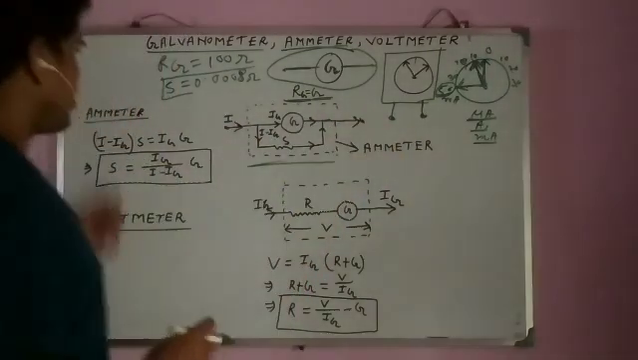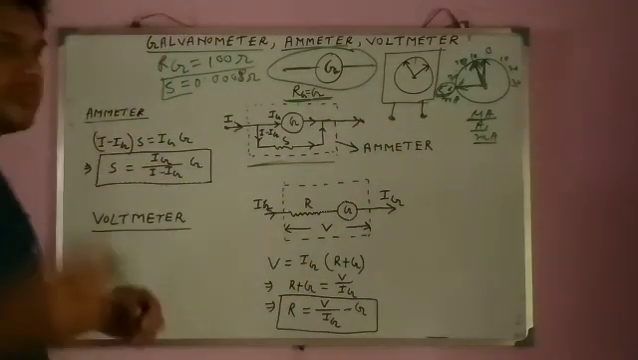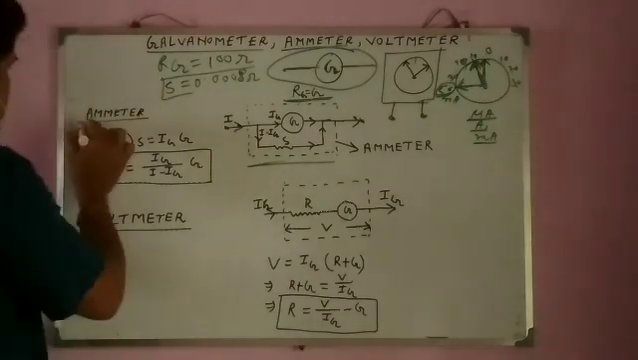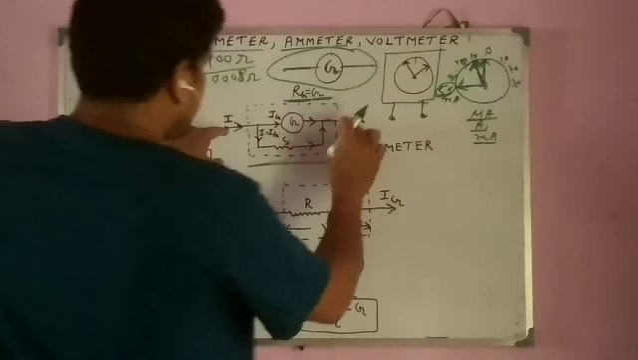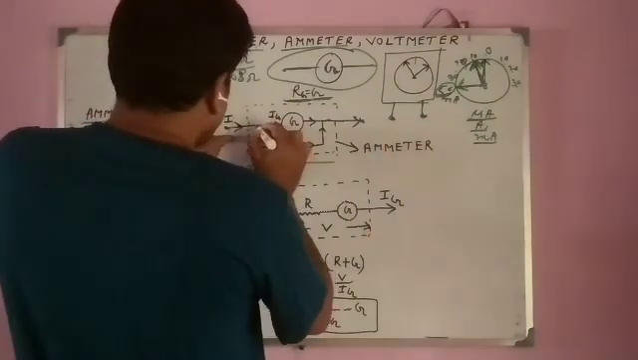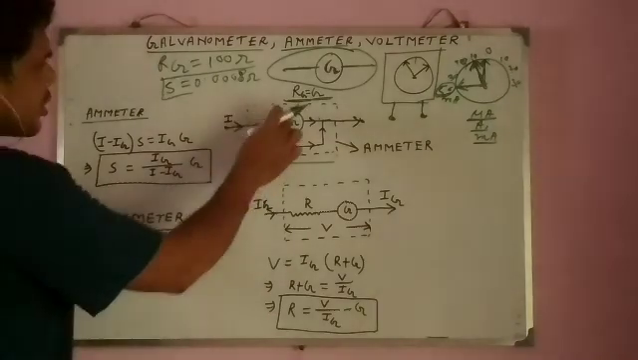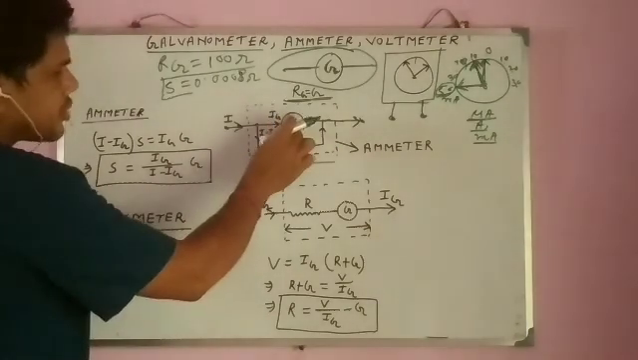Now, how do we find the ammeter resistance or the shunt resistance? See here, these are the two ends. The potential difference between these two ends will be the same because S is connected in parallel to the galvanometer resistance capital G.